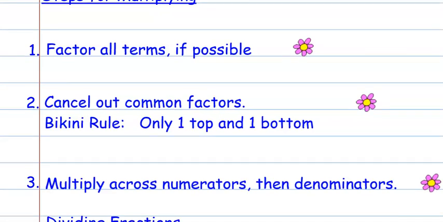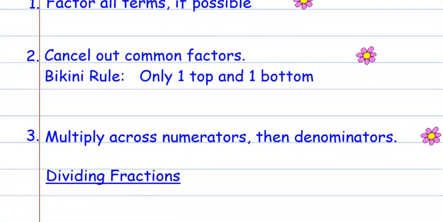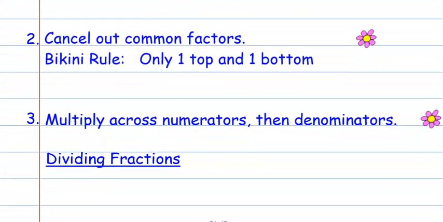You only want to cancel a top and a bottom in pairs. So you can't just take one on the top and cancel with 2 of the same ones on the bottom. And then you multiply across the numerator, then across the denominator.